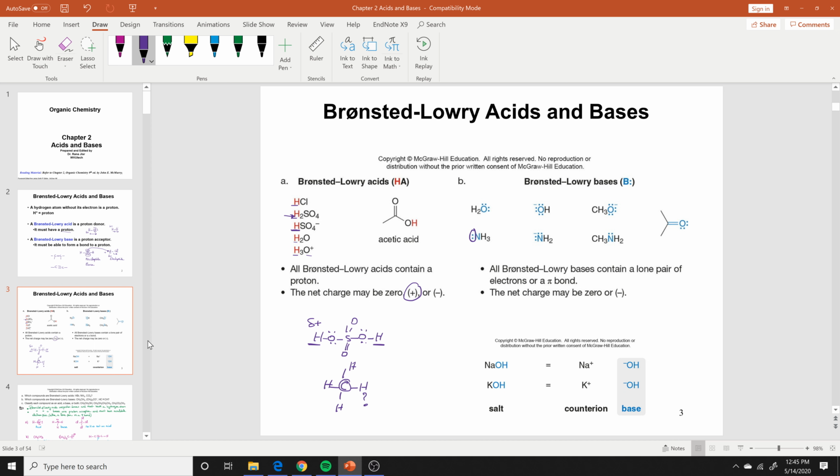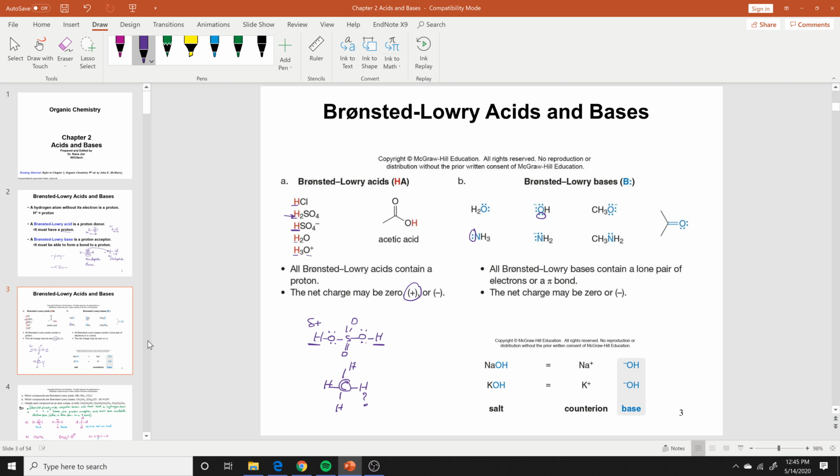But both bases share the same thing. They have lone pairs. Lone pairs are a must for Bronsted-Lowry bases, because they use their lone pairs to make a sigma bond with the acidic hydrogen when you have a reaction between an acid and a base.